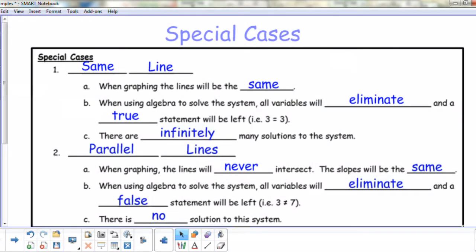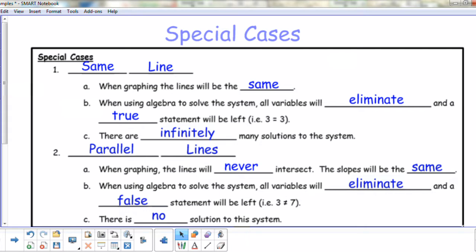With our systems, we have two special cases. One where the equations are actually the exact same line, and one where the two lines are going to be parallel to each other. So if the lines end up being the same, when you graph them, you would only see one line. Now when we would use algebra, like our substitution or our elimination, all of the variables are going to eliminate and we're going to end up with a true statement. So like 3 equals 3 or 0 equals 0, something that is a true statement. When that happens, you're going to have infinitely many solutions.